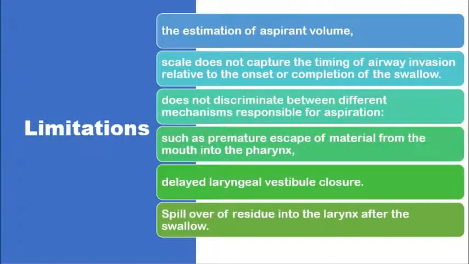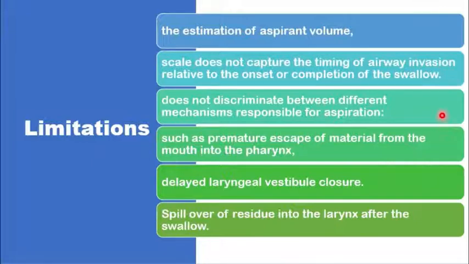The penetration aspiration scale remains the gold standard in the identification and quantification of aspiration, not only through video fluoroscopy but also with video endoscopy. But it has its own limitations, and it's important to allow for this. It does not, for example, estimate the volume of the aspirated material, which is an important risk factor in the development of pneumonia. It does not capture the timing of the airway invasion, whether it is before the swallowing reflex, during it, or after the swallow.